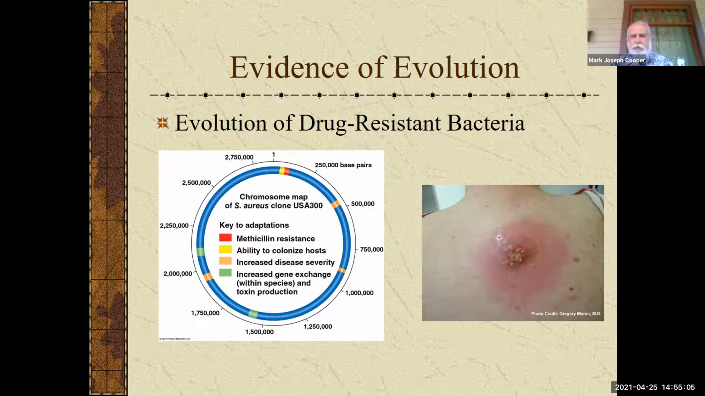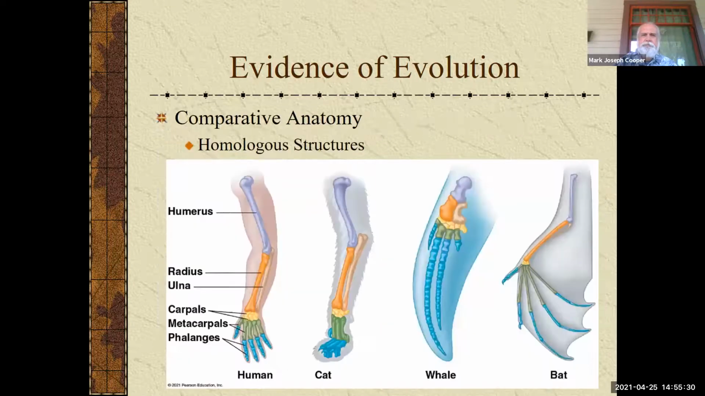And over on the right, this is a type of staph infection, MRSA, basically that the antibiotics do not deal with anymore. And you can see on this person's back that basically antibiotics are not fighting this because it has evolved drug resistance very quickly.